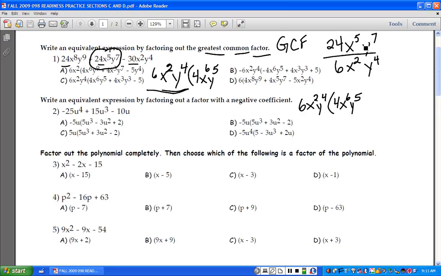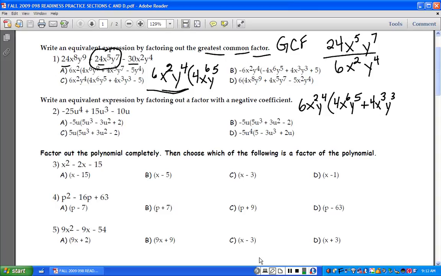So now we're working on the middle term, which is the 24, x to the 5th, y to the 7th, as we've circled right here. So now when we divide, that 24 divided by 6 gives us a positive 4. X to the 5th over x squared gives us x cubed, or x to the 3rd. Y to the 7th over y to the 4th gives us y cubed, or y to the 3rd. Okay, so that takes care of the middle.